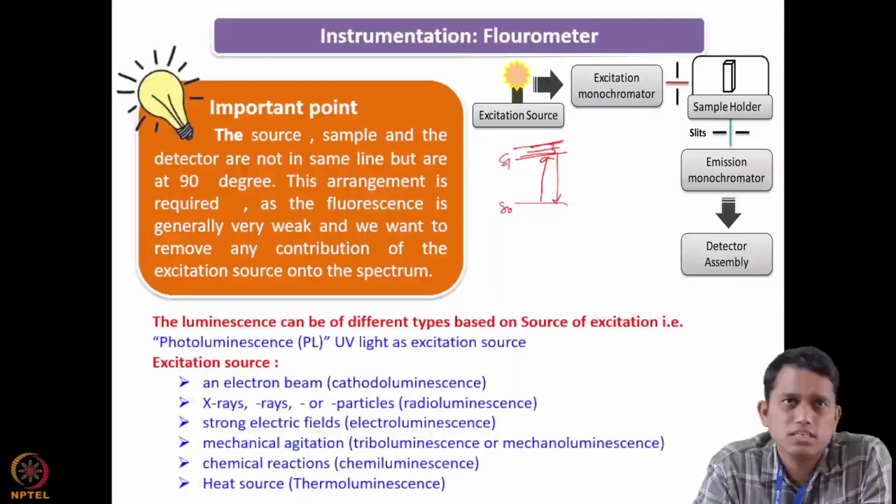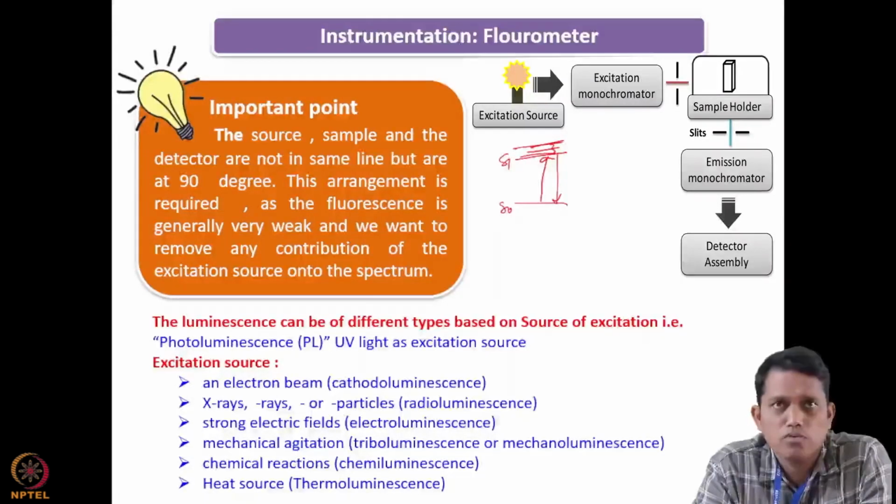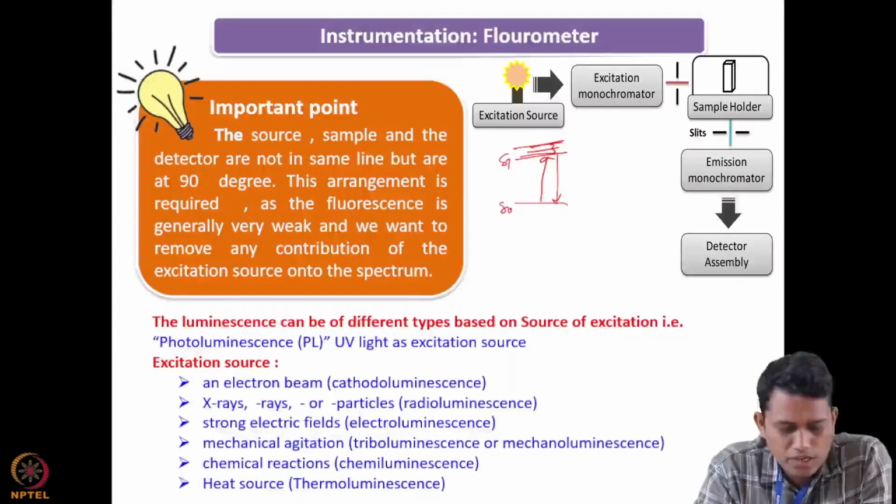Depending on the excitation source, as I've told you, you have to excite your molecule first from the ground state to the excited state. So depending on the excitation source, you can have different kinds of luminescence. Such as cathodoluminescence, in which one uses an electron beam as the excitation source. If you use X-rays or a particle source, it is called radioluminescence. If you are using an electric field, then it is electroluminescence.